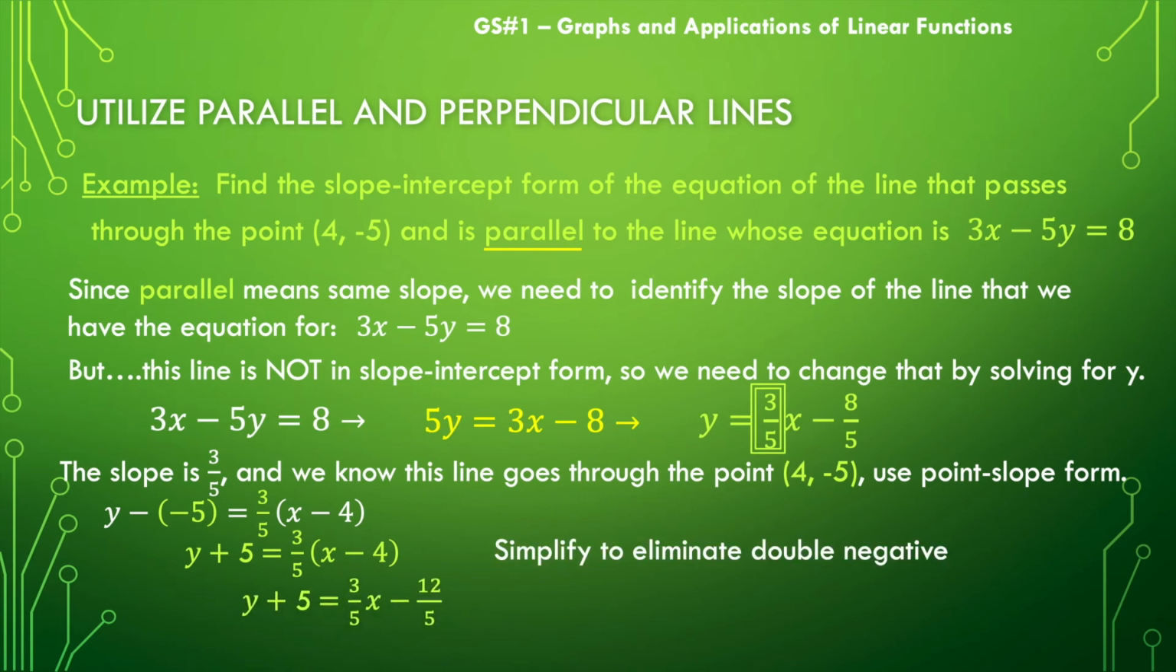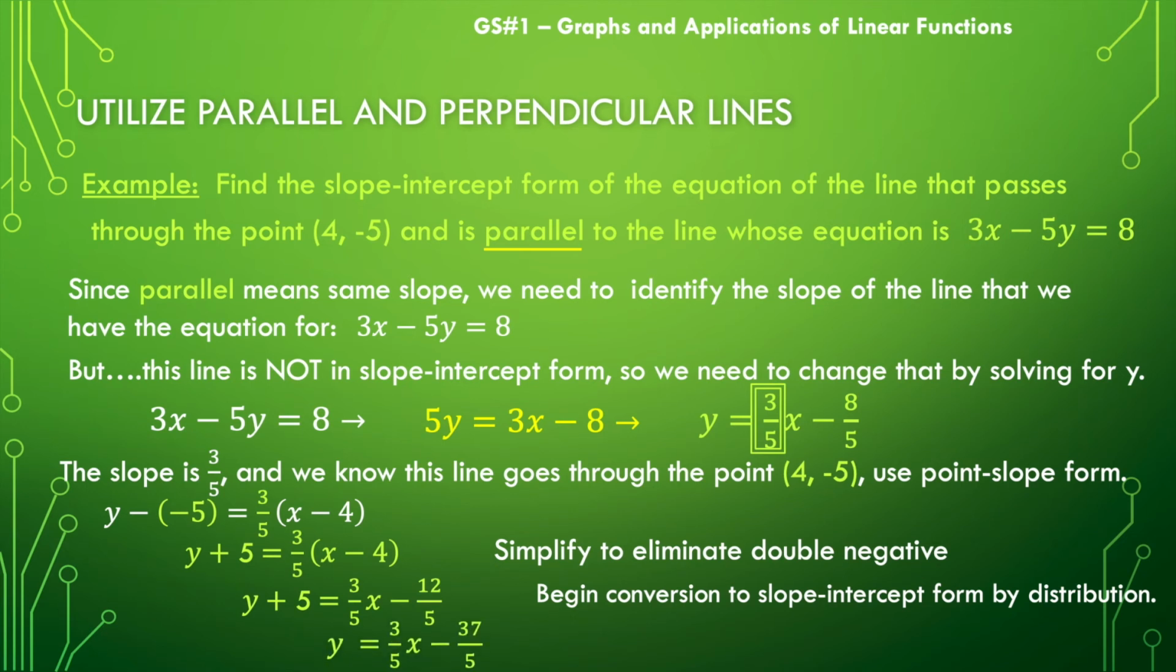3/5 x minus 12/5. Okay, now the last thing I'll want to do is subtract 5 from both sides, and that will give me 3/5 x minus 37/5. Now, negative 12/5 minus 5 will give you that negative 37/5.